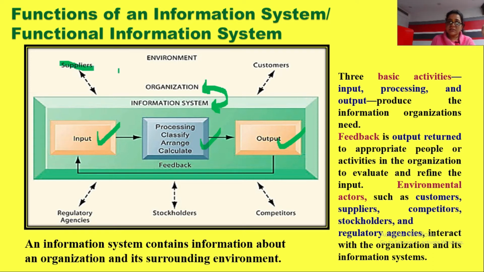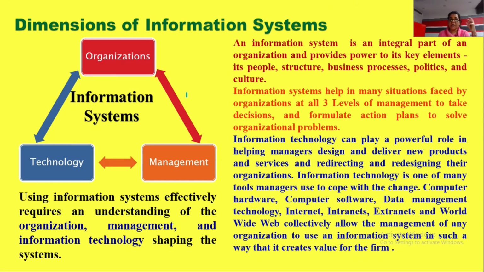Environment includes suppliers, customers, regulatory agencies, then all the stockholders and competitors. Now there are 3 important dimensions of an information system: organizations, technology and management. ये तीनों बहुत ही इंपॉर्टेंट डायमेंशंस हैं जिसके थ्रू एक इंफॉर्मेशन सिस्टम स्मूथली रन करता है. इंफॉर्मेशन सिस्टम का इंटीग्रल पार्ट है ऑर्गेनाइजेशन, that is the first dimension here.